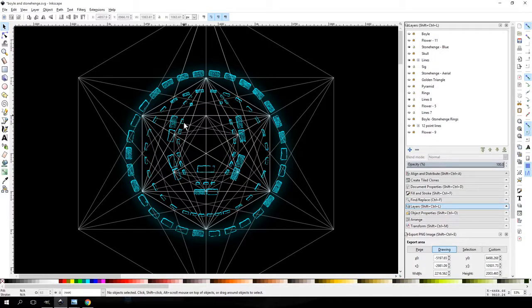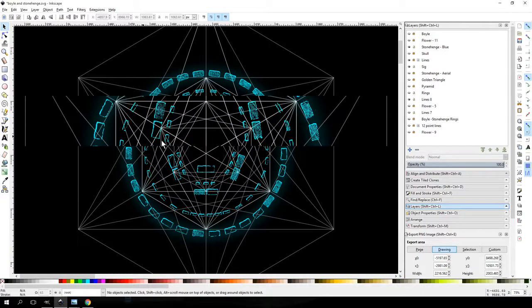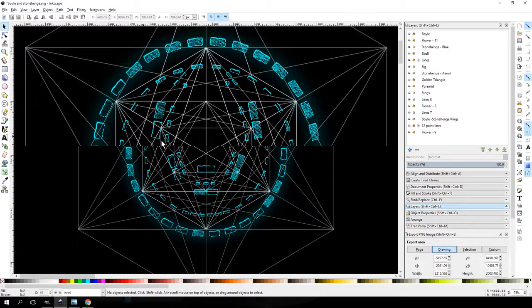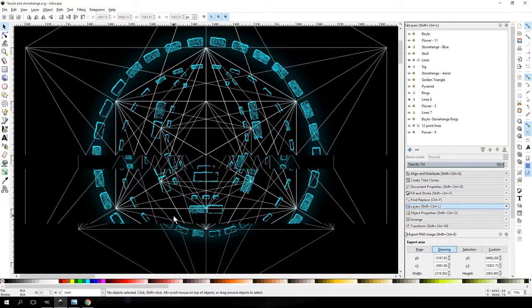So if we take a look at this thing, we can obviously see that it is hexagonal because there are some definite things that they are using in the geometry.